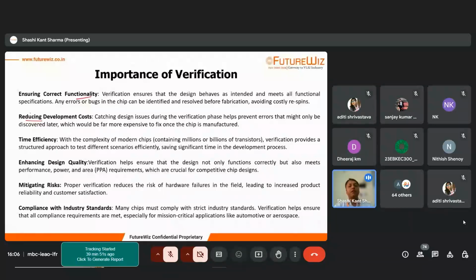So it will be reducing the development cost, and time efficiency too, definitely, because as I told you, from the design specification to the final chip packaging, this requires a lot of time. And if you don't verify at any intermediate stage, then certainly it would require a lot of time to design the entire chip, right? Enhancing the design quality is one of the factors, that's the reason verification is to be done.